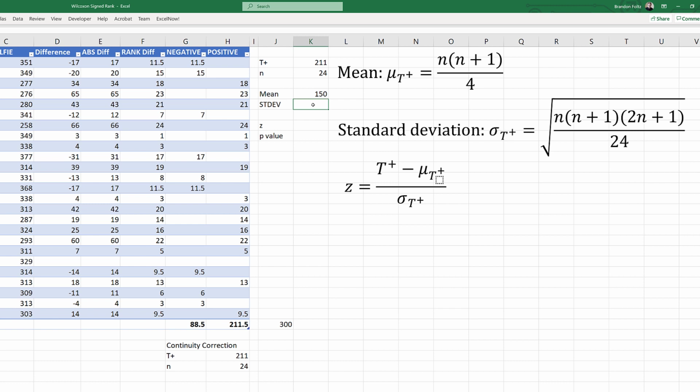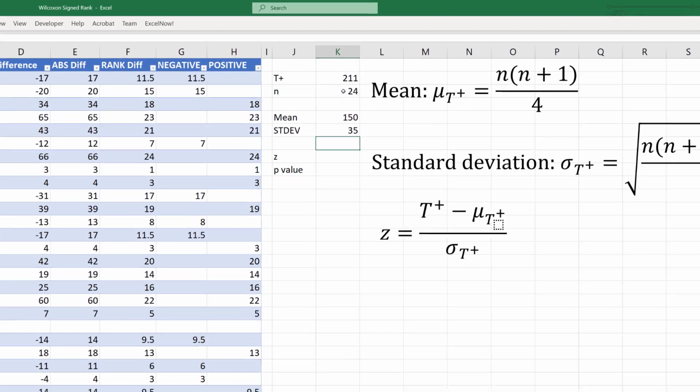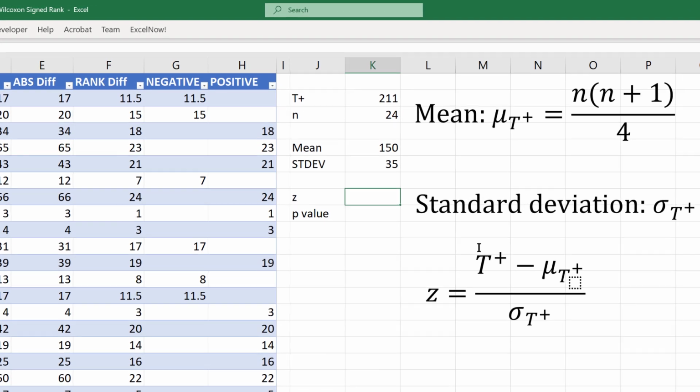All right, standard deviation equals square root. Now we got to keep everything straight here. So open parentheses, N times N plus 1 times 2 times N plus 1. So that's on my numerator. Close everything. Divide by 24. Close everything under the square root, equals, and there is 35. So now we have our mean, our standard deviation, and our t plus. Now we can calculate our z value.